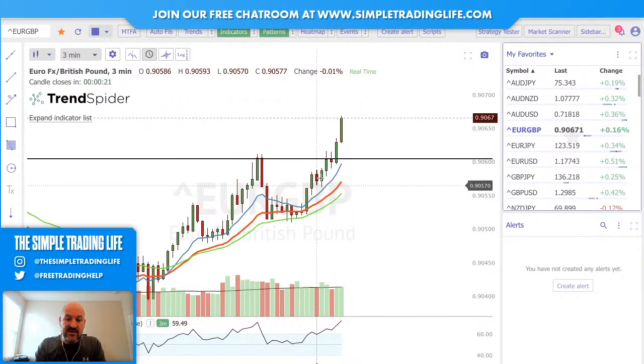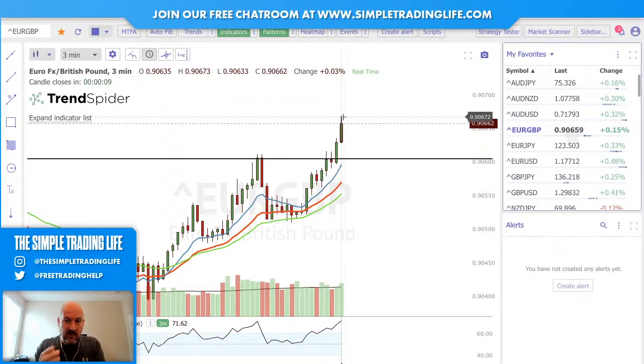Where are we at in the move? Is the move starting to get extended? It is. So that is not necessarily an X, but it's a take caution. Would I want to enter now? No. Where would I want to enter?